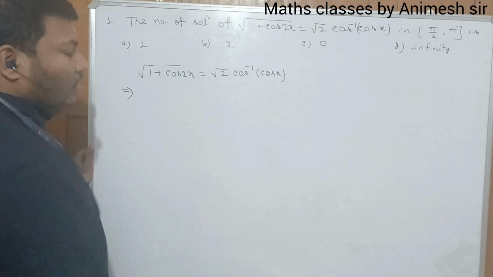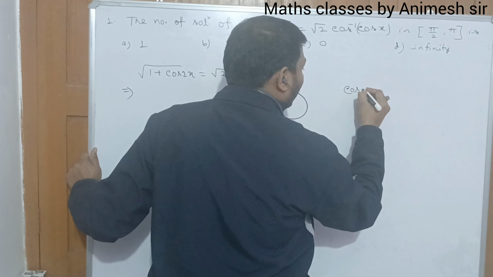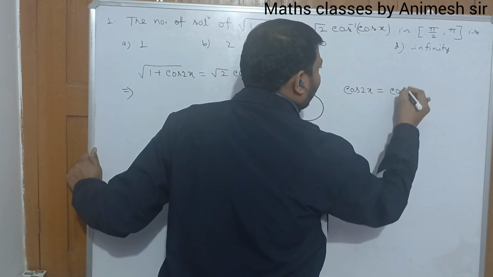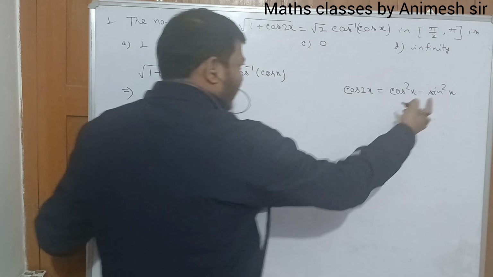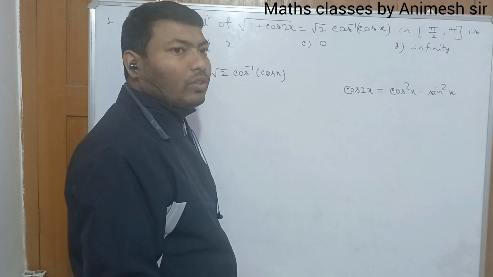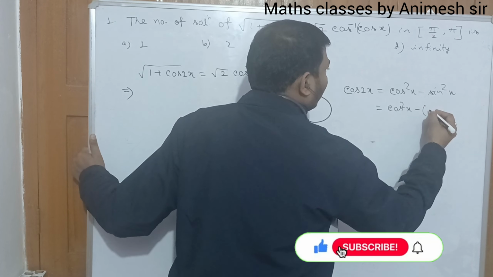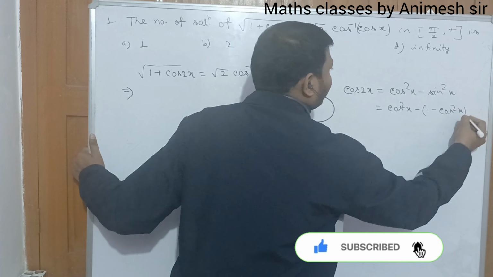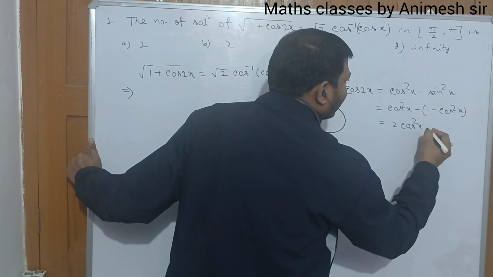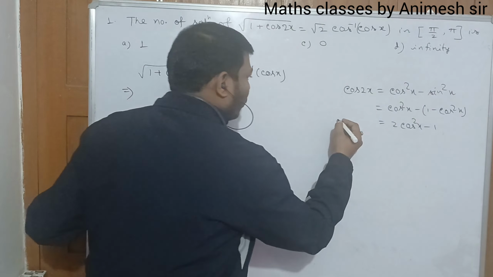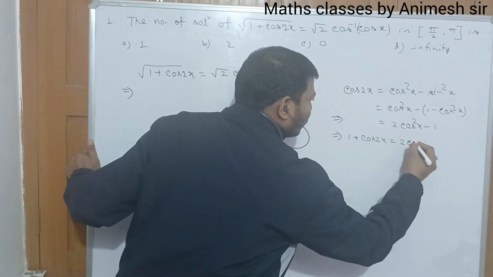Now for 1 plus cos 2x, we know cos 2x equals cos square x minus sin square x. Again, we can change sin square x into 1 minus cos square x. So this will become 2 cos square x minus 1. So 1 plus cos 2x equals 2 cos square x.